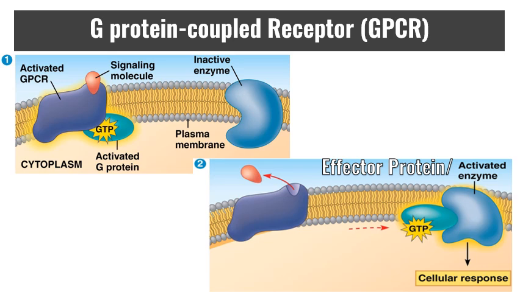When the G protein is done doing its job, it will hydrolyze the GTP to GDP, and it will fall back to the G protein coupled receptor. It never leaves the membrane. It just moves back and forth, initiating a response by the effector.